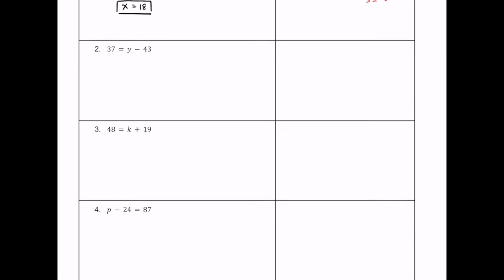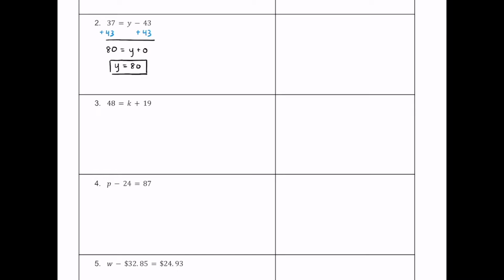Let's try another one. For problem 2, we have the equation 37 is equal to y minus 43. To solve for y, we're going to use the addition property of equality and add 43 to both sides of the equation. If we add 43 to both sides, on the left side, 37 plus 43 I think is going to equal 80, and that's going to be equal to y plus 0. Remember, those opposites become 0. Then we can use the identity property of addition and drop that 0 and just say that y is equal to 80.